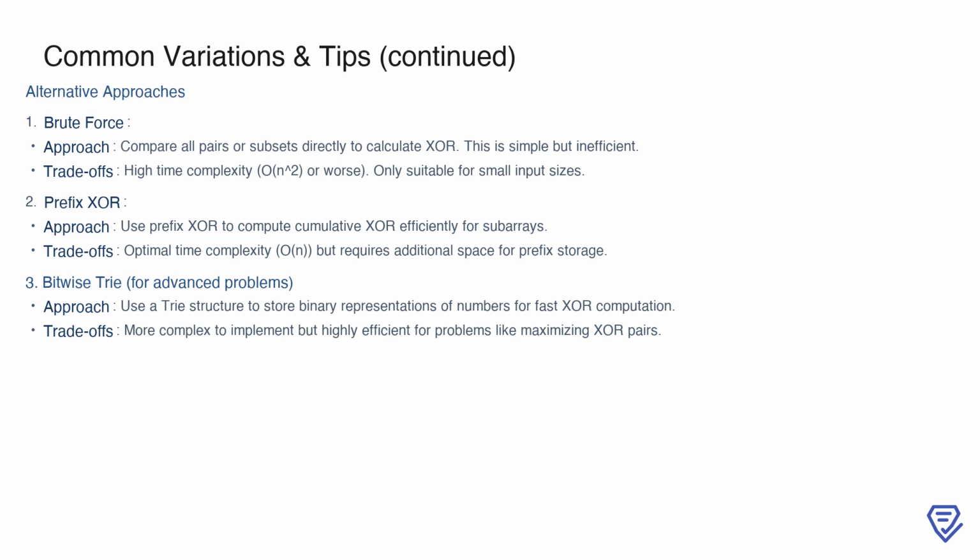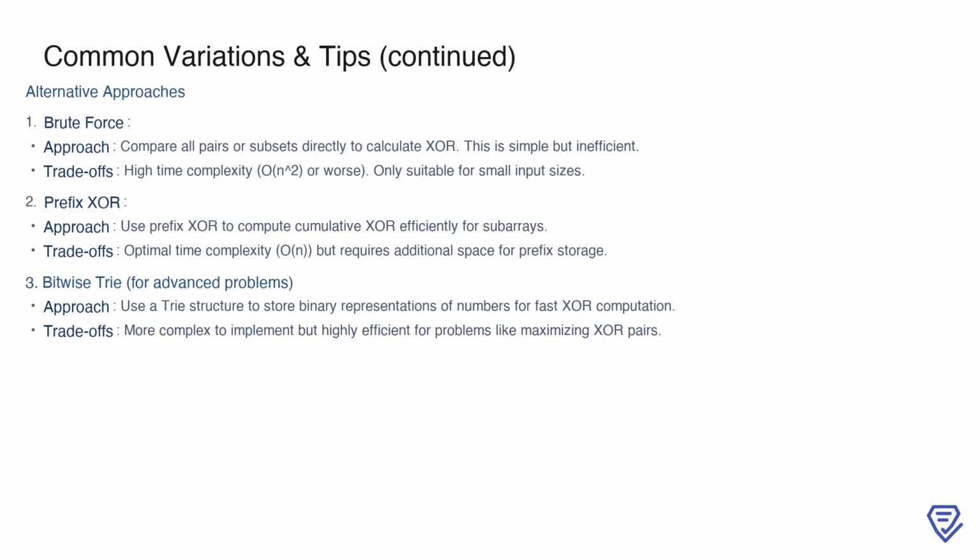A more efficient approach involves using prefix XOR. This technique allows you to compute cumulative XOR values efficiently, reducing the time complexity to O(n). However, it does require additional space to store the prefix XORs, which is a minor trade-off for the significant performance gains.